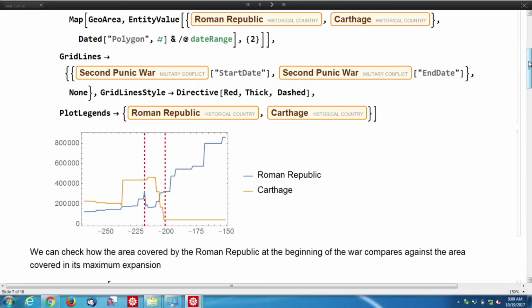We can see that, even though the Roman Republic didn't gain much territory during the war, it kept much the same. Ending the war, it faced a large expansion, basically because it was left as the only power, as the Macedonians and the Carthaginians were soundly defeated. Carthage, you can see, started from here and ended here.